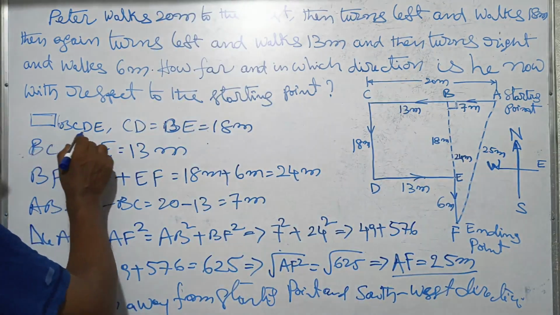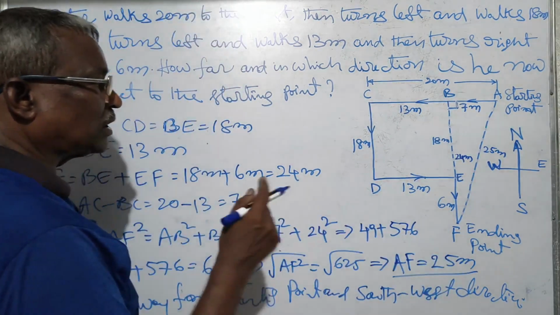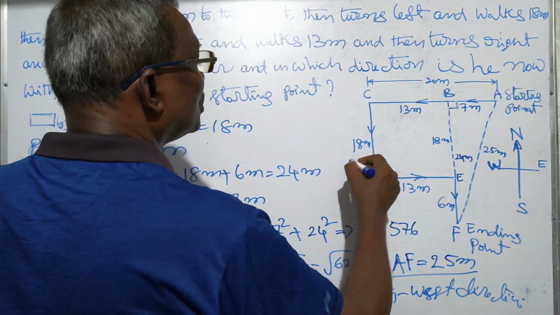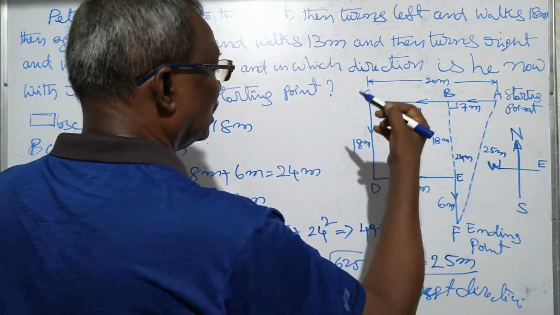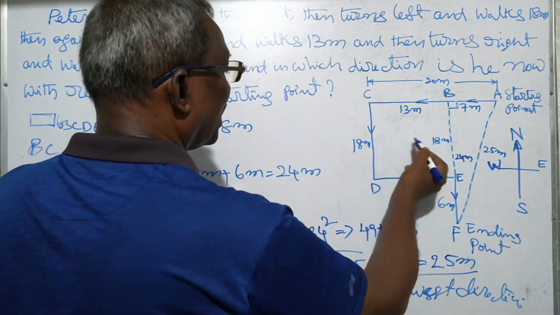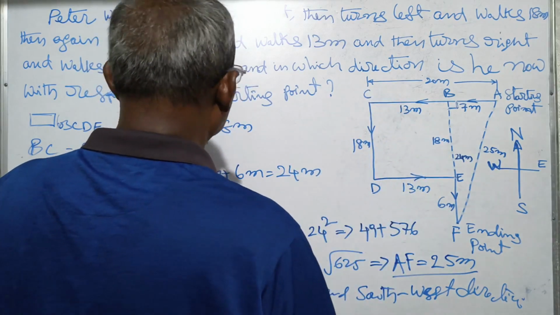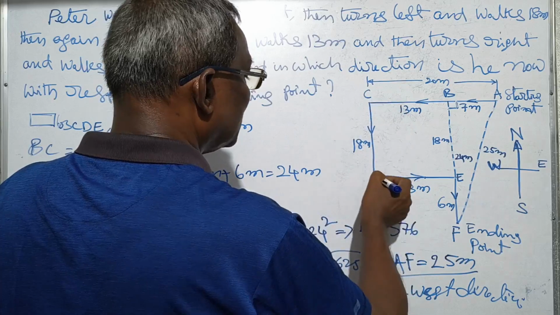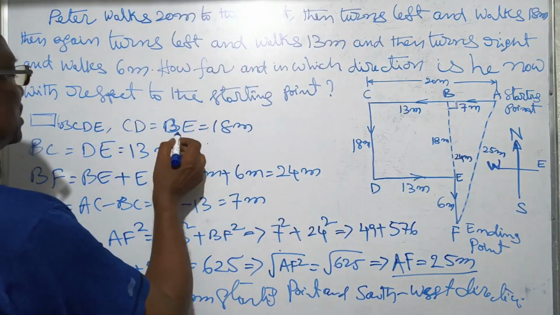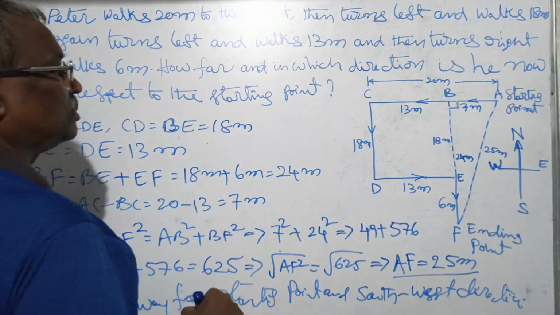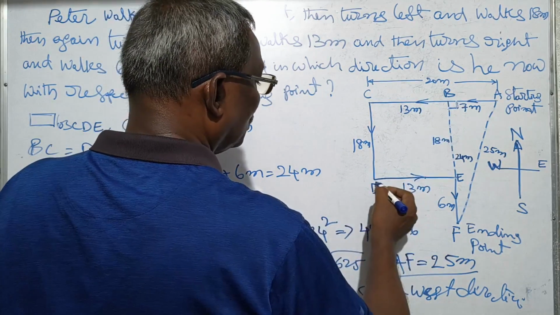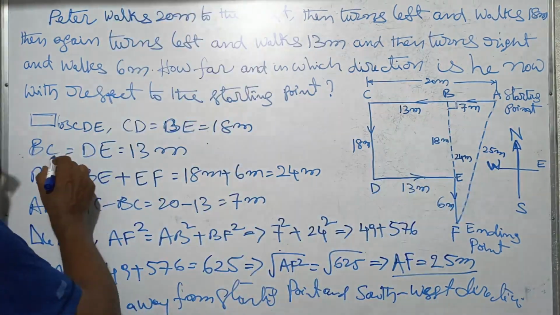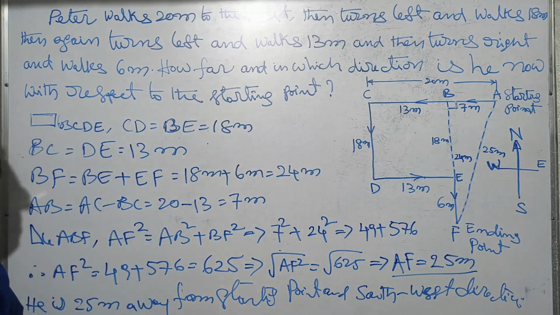Next, you can clearly observe here EF is joined up to B, so BCDE is a rectangle. What is the property of a rectangle? Opposite sides are parallel and equal. So that means BE is equal to CD, 18 meters. Similarly, BC is equal to DE, 13 meters.